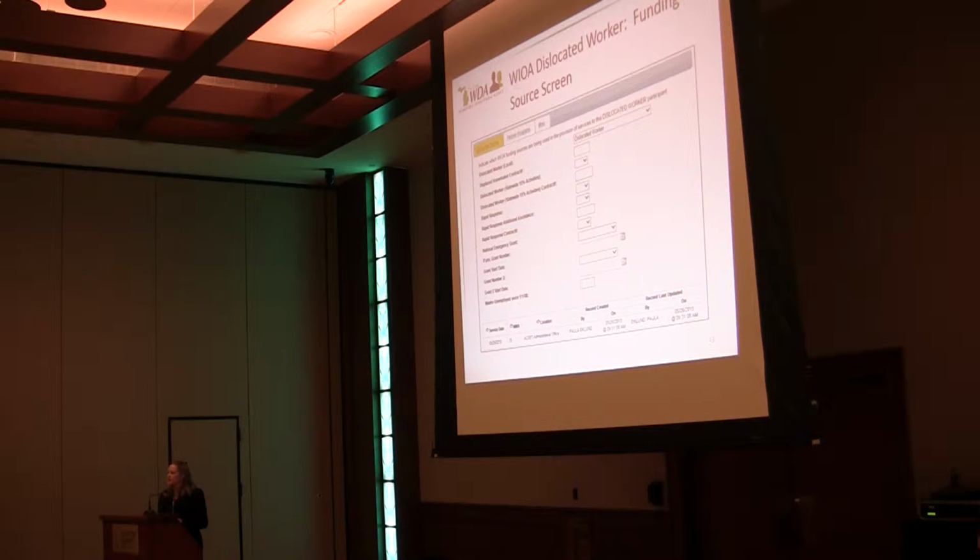The screen is broken into tabs. Okay, so it's 3 different tabs. You're going to see, in this case, a dislocated worker funding screen. So the tab is called dislocated worker, and the fields that appear are only those valid funding streams for dislocated workers.